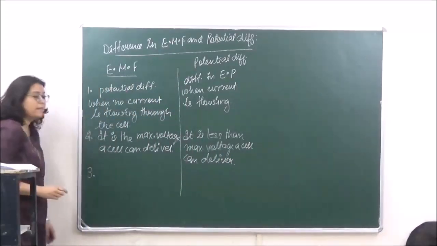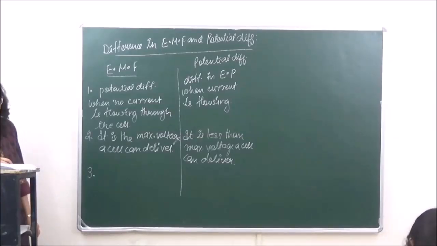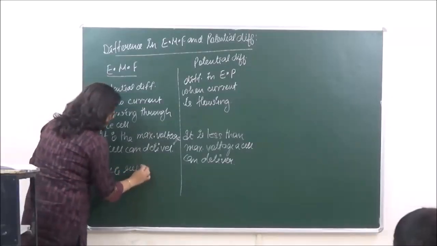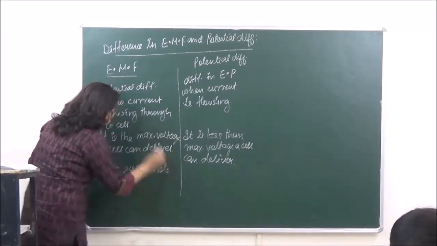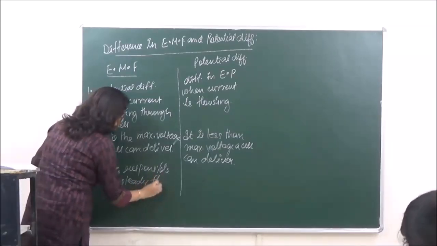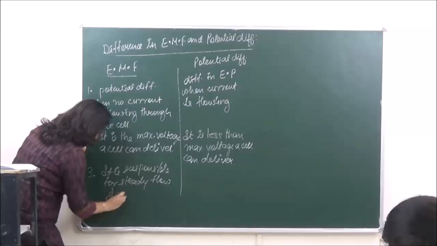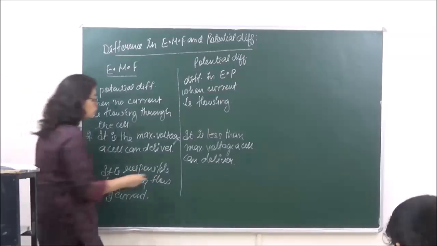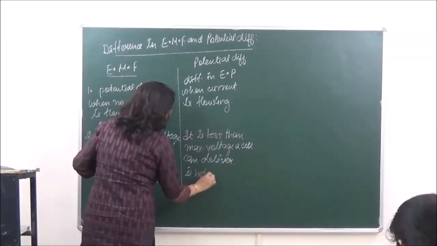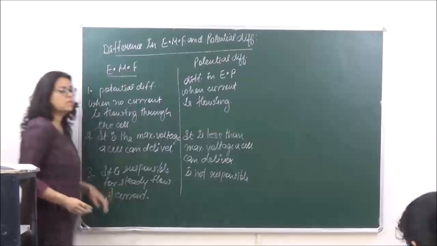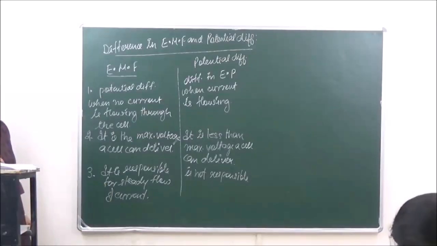Okay? Then the third difference between the two: EMF is responsible for steady flow of current, whereas the potential difference is not responsible for steady flow of current. Okay? So these are the differences.